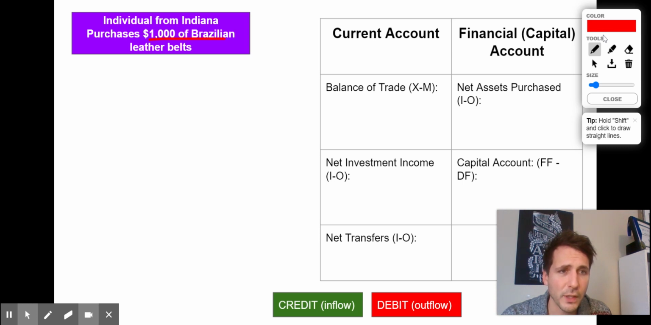So where do we show $1,000 of Brazilian belts? It's going to be right here in the balance of trade. Is that an export or an import? Of course, that's an import. The people from Indiana are importing these Brazilian belts. So when they import, is that an inflow or an outflow? Of course, that's an outflow. That's money leaving our economy. So let me switch over to red, and that's going to show up as a negative or as a debit, as we see down here, an outflow from our economy under the balance of trade.